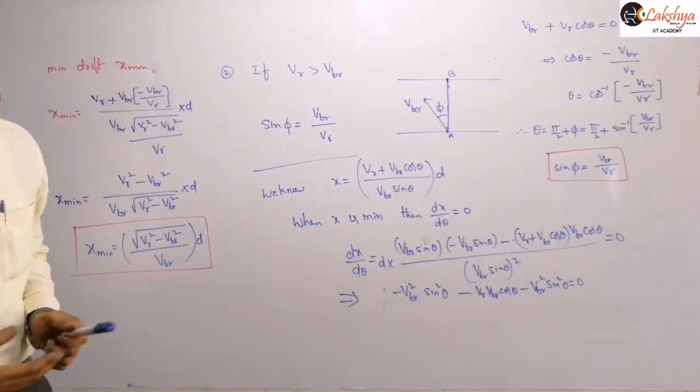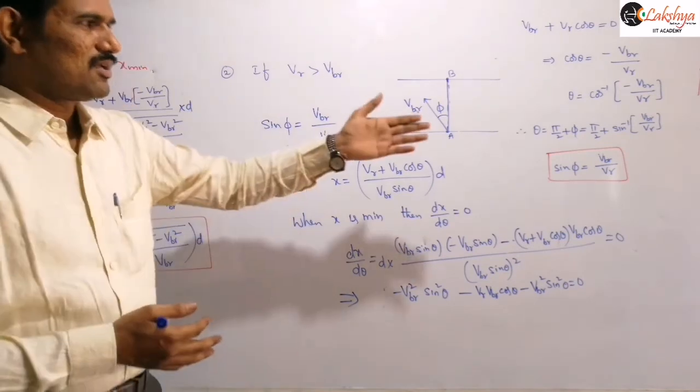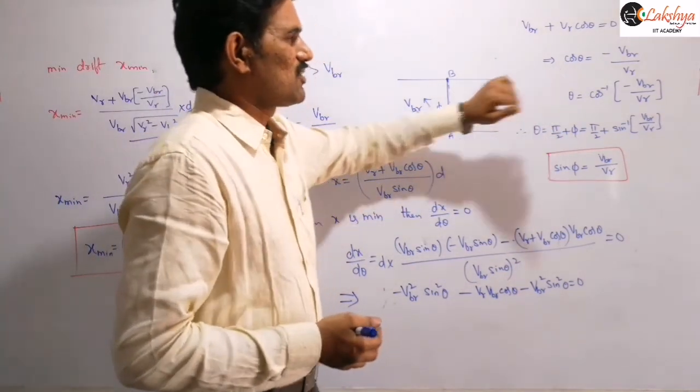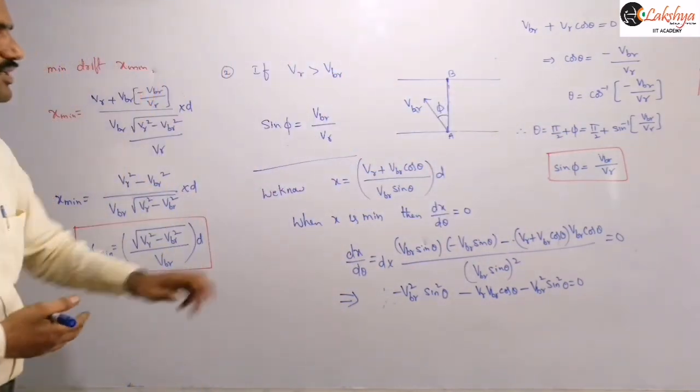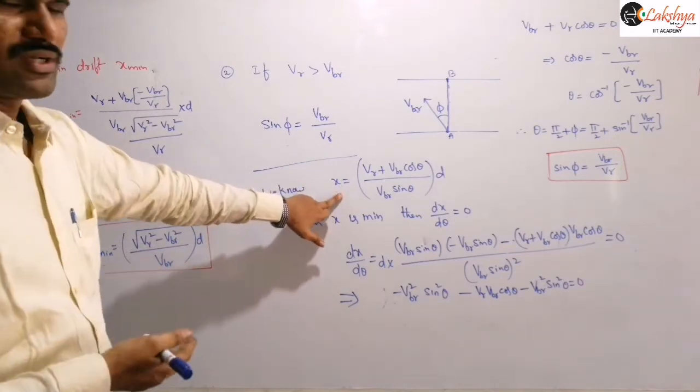And if you want to find how much the minimum drift will be, you can substitute these values in the drift equation here, so that you will get the minimum drift.